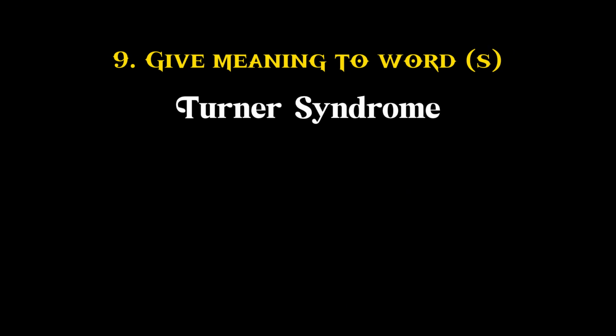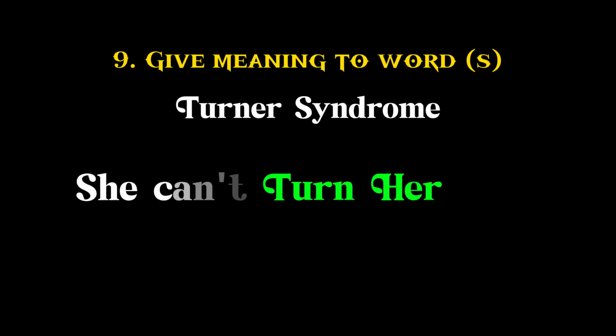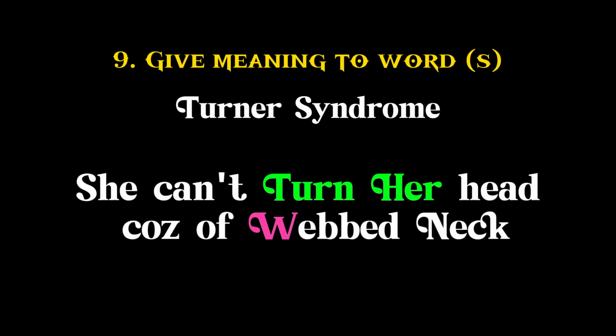The next method is to give meaning to a word or words, and link that meaning with the thing you want to remember. For example, Turner syndrome. Remember Turner as turn her. She can't turn her head because of a webbed neck. Webbed neck is a typical feature of Turner syndrome.